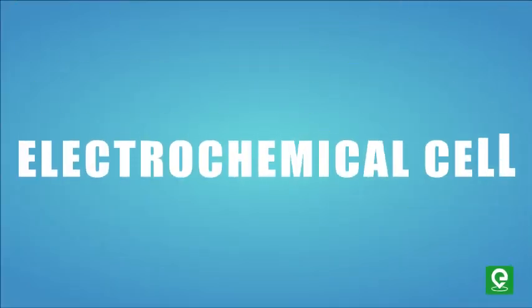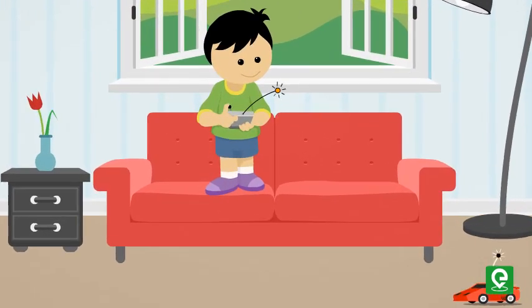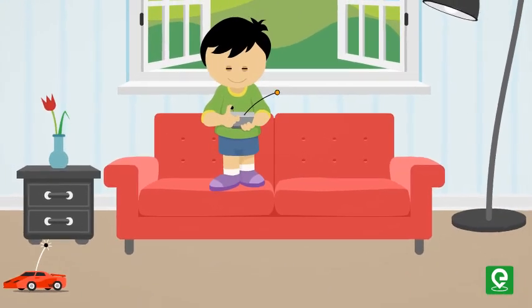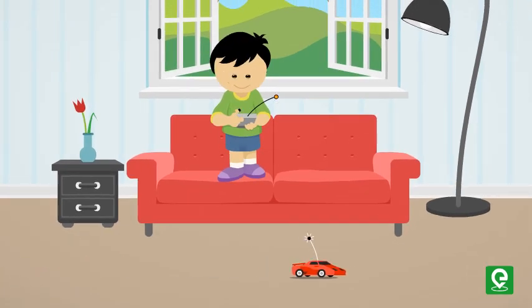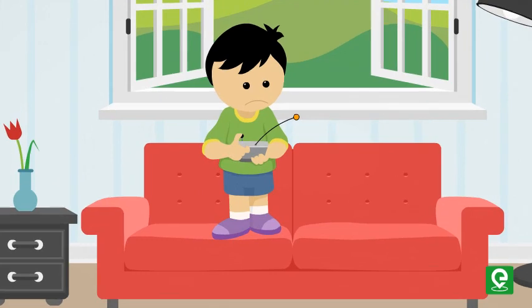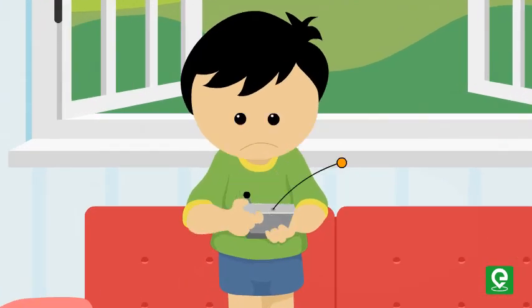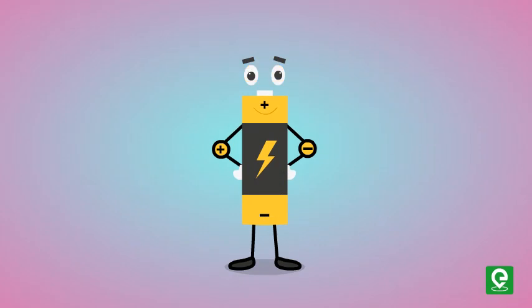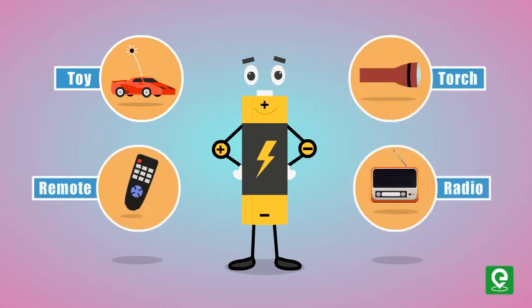Electrochemical cell. We all loved playing with remote-driven cars as kids. And often we all get frustrated when the car stops moving because the cells of the remote die. We use such cells in a number of things of daily usage like toys, TV remotes, torches, radios, etc.